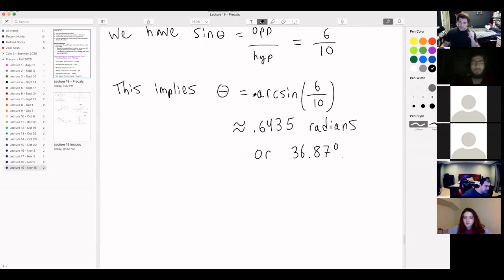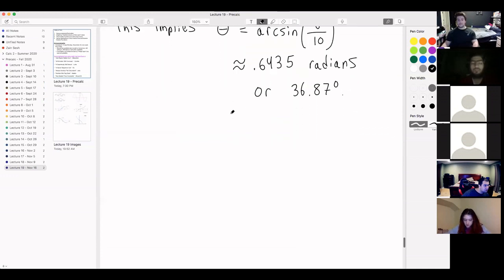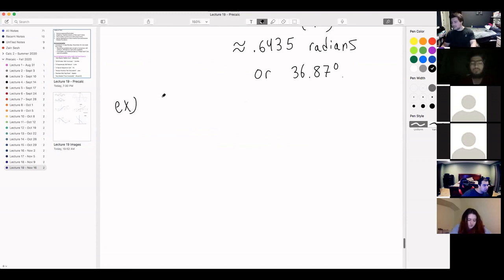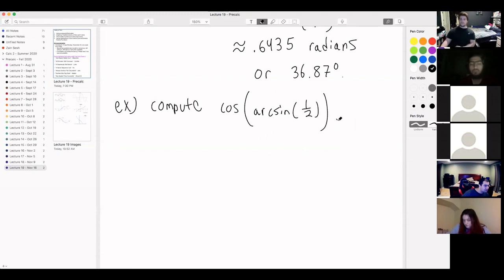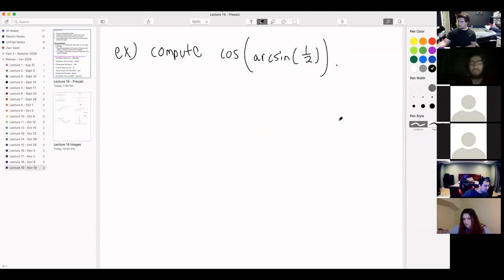Okay, good. One more. This is the last example, and it's a little different than the previous two. It's maybe a little more involved. So here's the last example of the evening. Compute cosine of arc sine of 1/2. So compute cosine of, and the input of cosine is arcsine of 1/2.